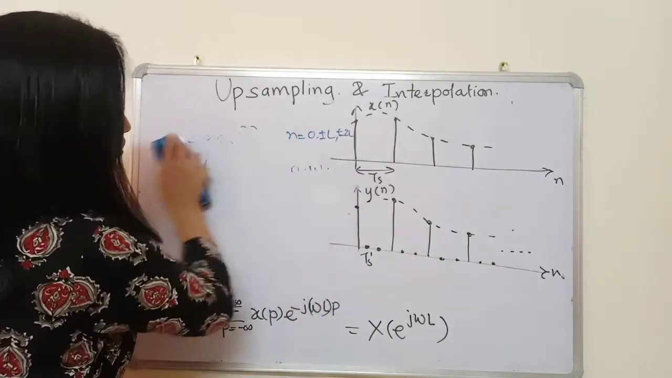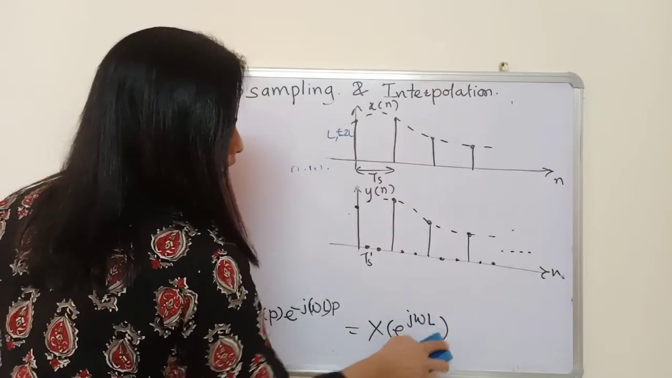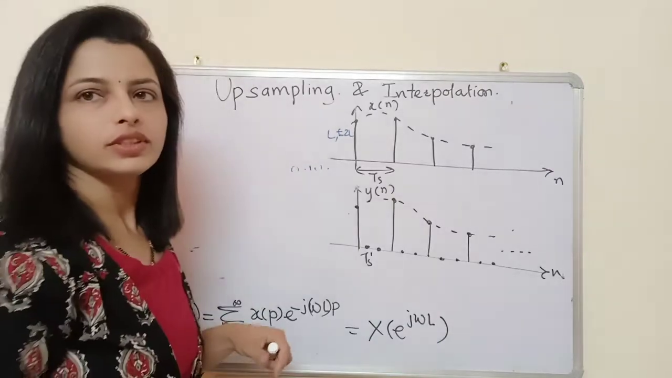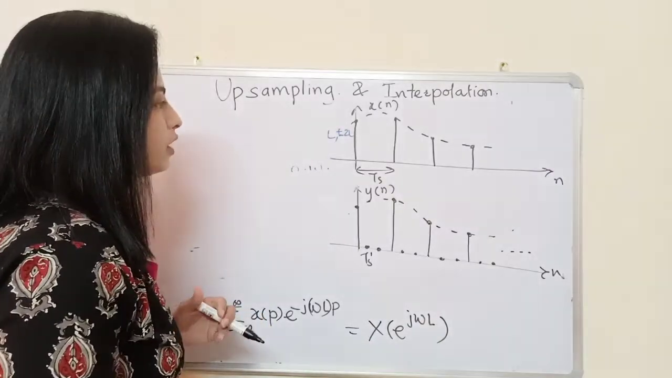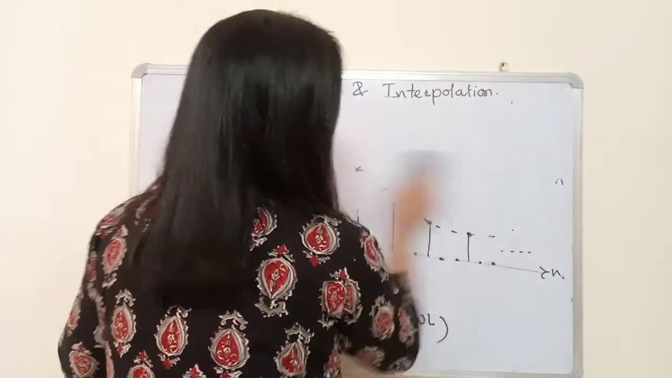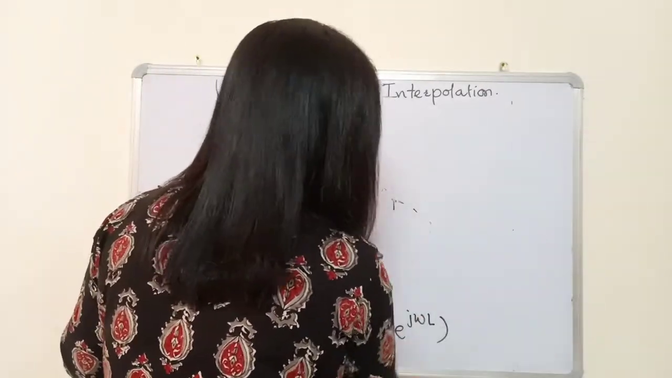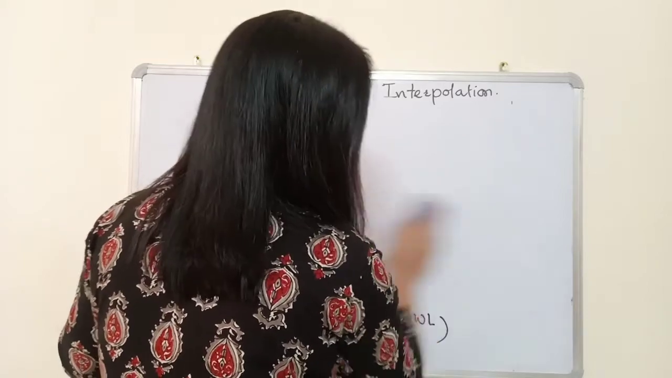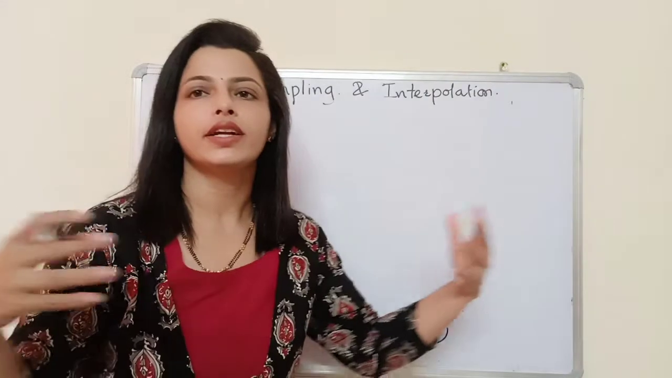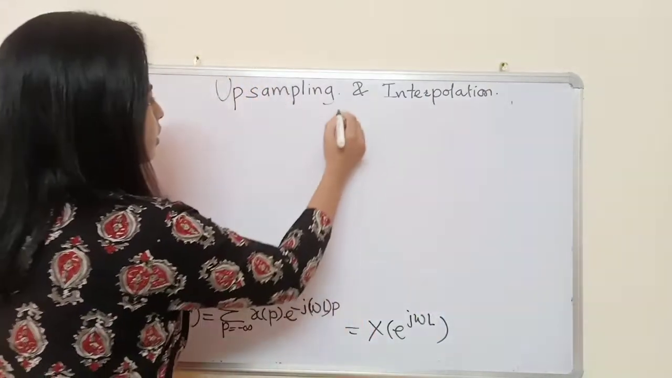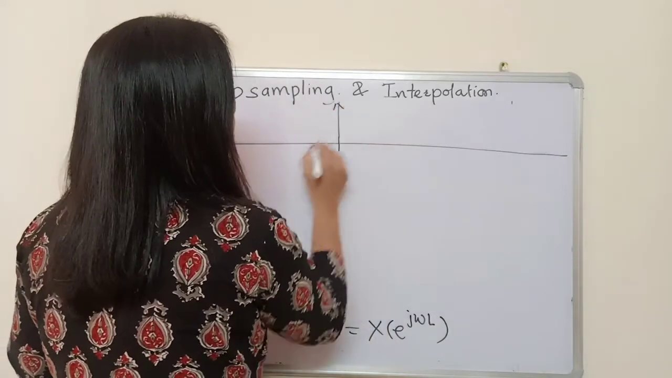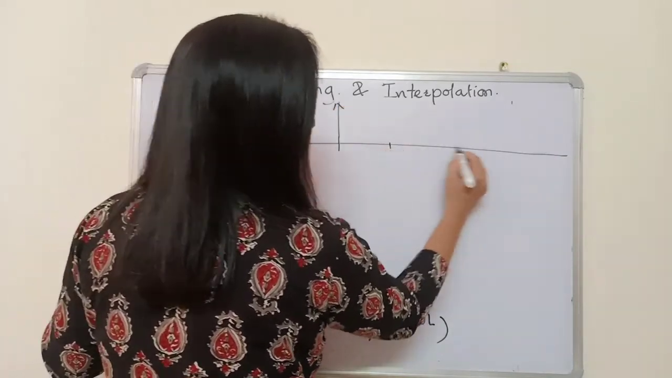As you observe here, omega L, a factor is multiplying the frequency. So we will obviously observe a compressed version of the spectrum. In the downsampling, the spectrum was spread. So here let us take a spectrum.